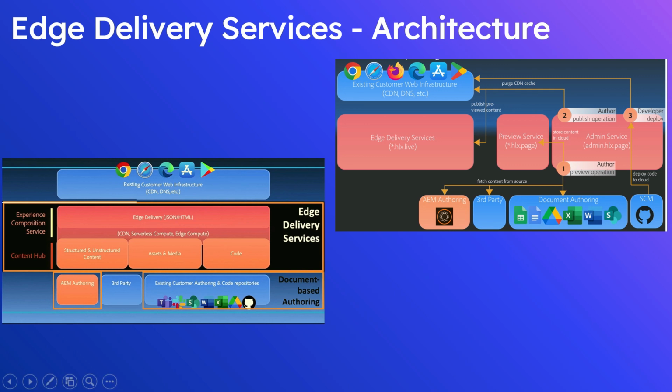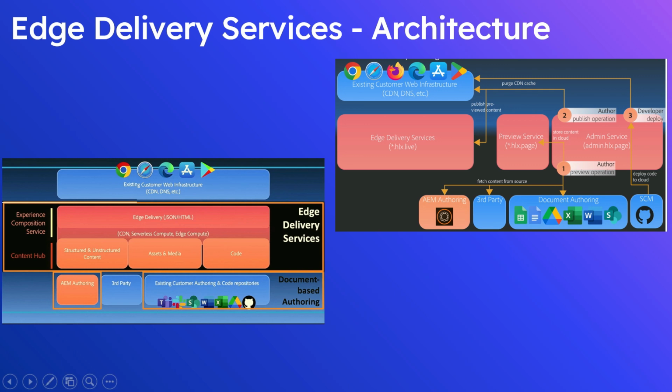At the top layer, the customer's existing CDN can be leveraged. Also, we can configure custom domains for the website. The bottom layer has different content sources. It can be AEM or document based authoring through Google Docs, Google Sheets, also Word and Excel files from SharePoint.